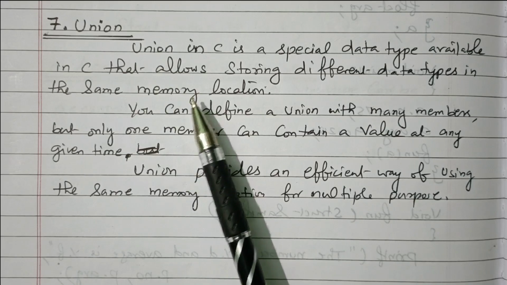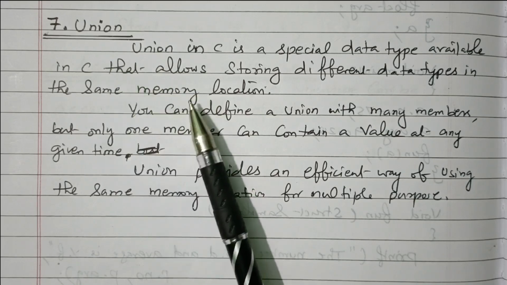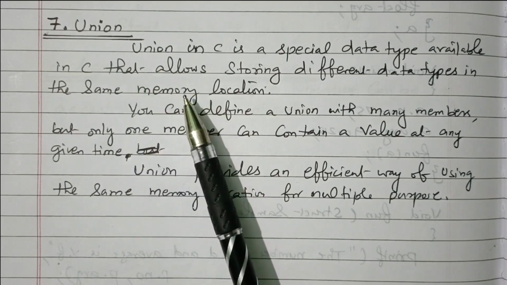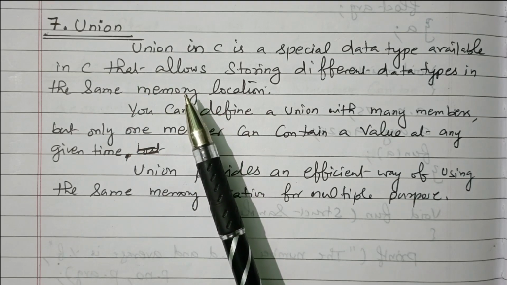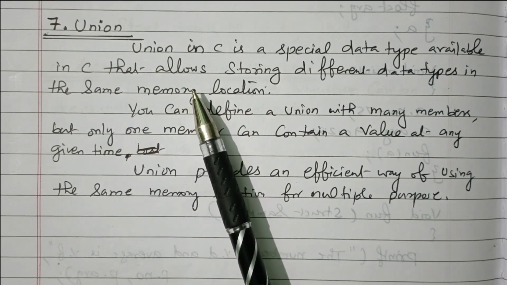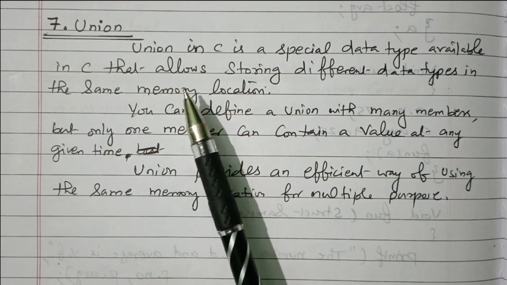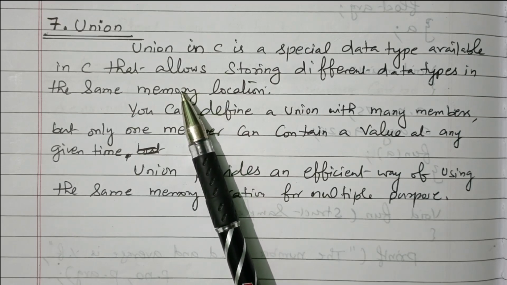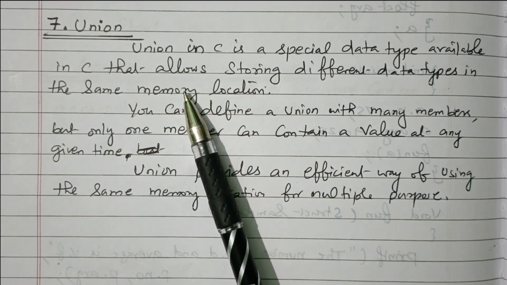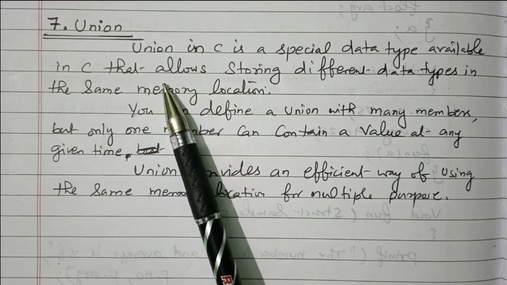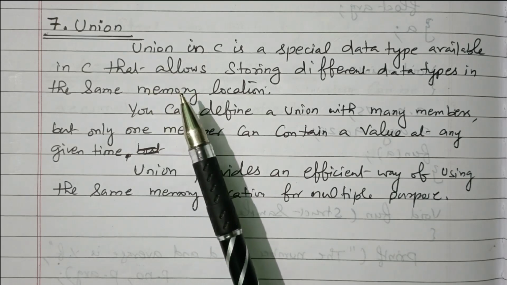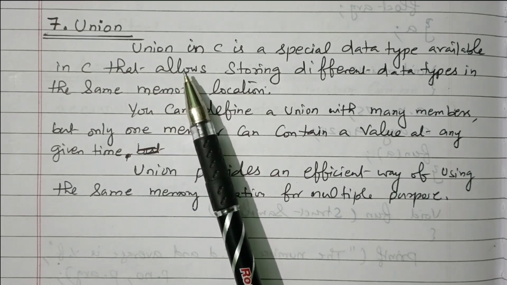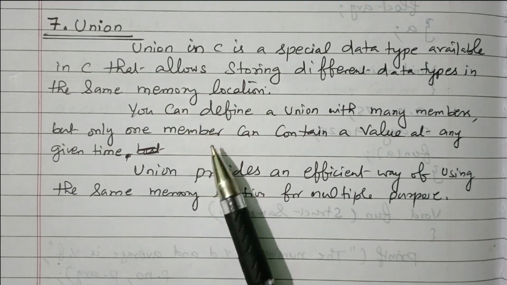For frequently used data, we can use the union. For example, in railway reservation there are passenger name, designation, source, and so many data. The data are overwritten. There is no need to store all the data while booking the ticket. Once the data is processed, we can store other data in the same location. That is the concept of union. But in structure, different memory locations are allocated.